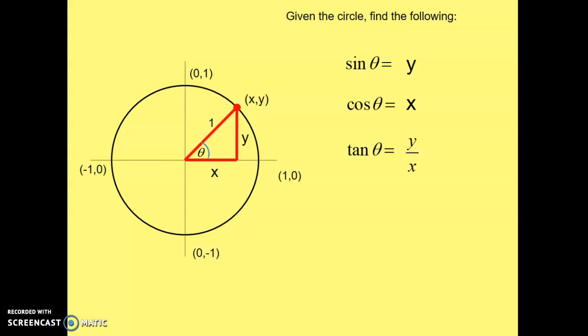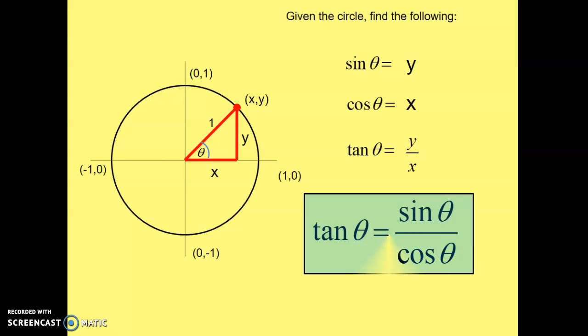Okay. Now, one thing about tangent, though, and we're going to use this later on in a topic after the unit circle, which is trig identities, is that if y and x are also equal to sine and cosine, then tangent is also equal to sine over cosine. This is going to be an important trig identity that you're going to use later on in this unit.